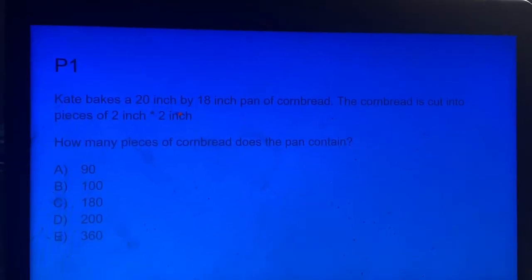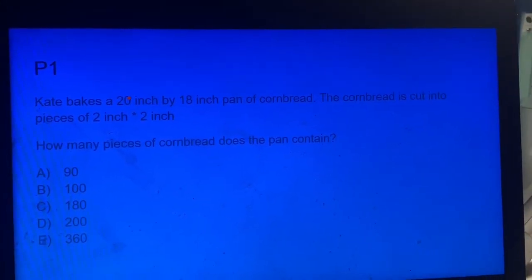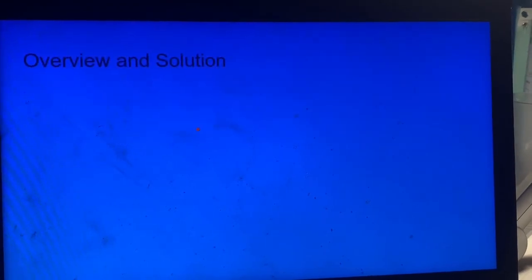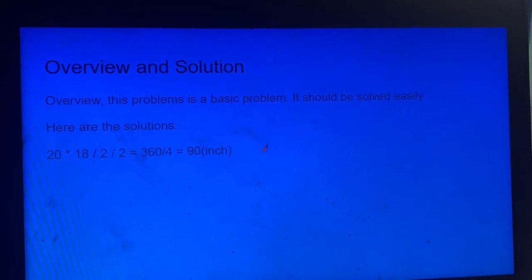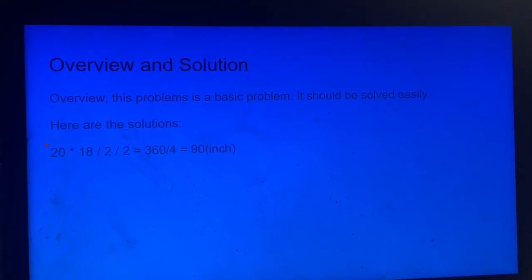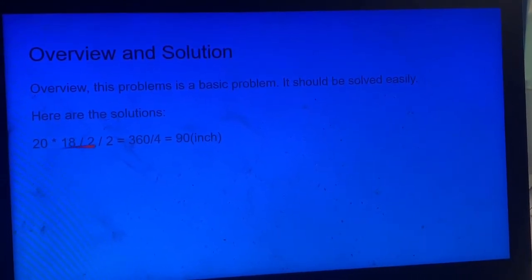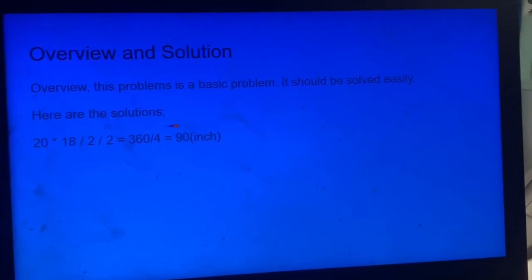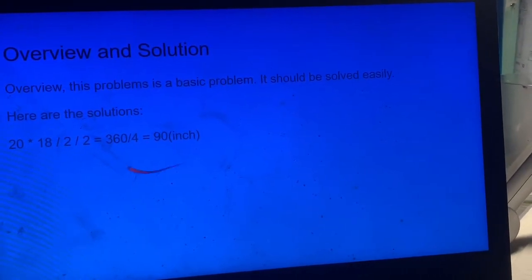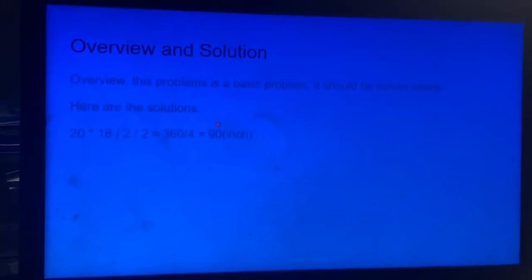So we are required to find how many 2-inch by 2-inch squares are inside the 20-inch by 18-inch pan. To do this, we only need to find the total area, 20 times 18, and divide by the area of each piece. Since 2 is a divisor of 20 and 2 is a divisor of 18, we are able to get the answer, 90 pieces, which is A.